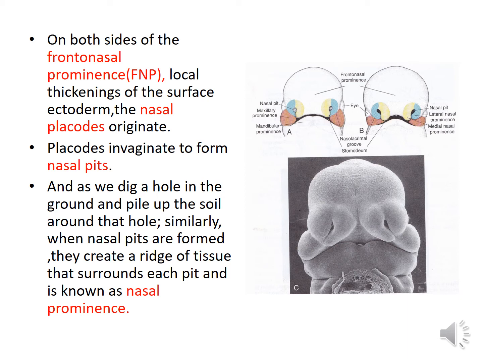And this frontonasal prominence develops a local thickening of the surface ectoderm that is known as nasal placoid. These nasal placoids invaginate in the midline or in the center to form nasal pits, and this nasal pit on both the sides is surrounded by a ridge of tissue that is known as the nasal prominence.